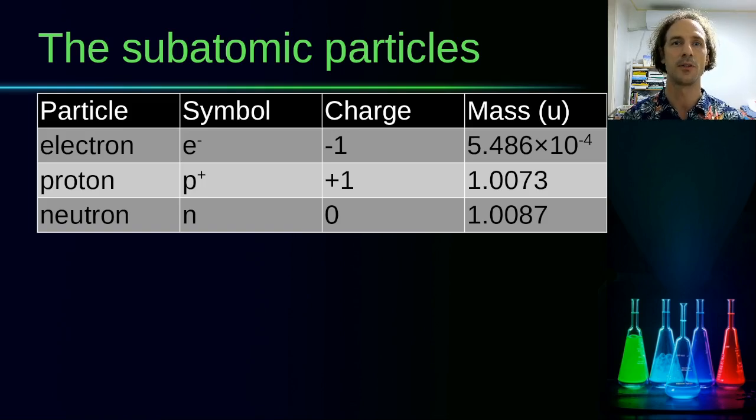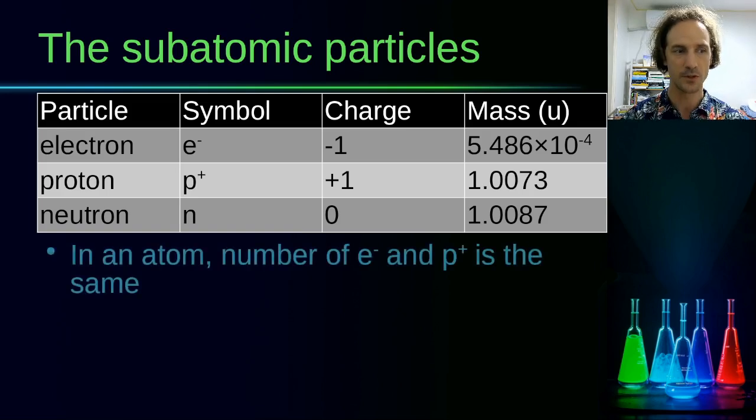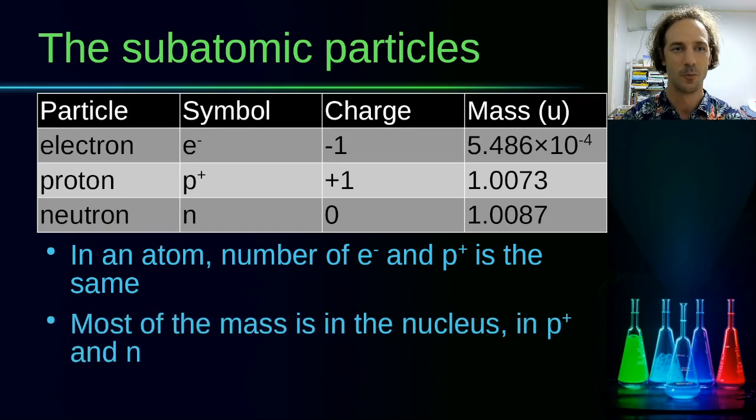The last particle that was discovered is the neutron, which is called neutron because it's neutral, it doesn't have a charge, and its symbol is an n. Its mass is almost the same as the proton. So the atom has to have the same number of electrons and protons to be neutral, and most of the mass in the atom is actually carried by the nucleus, and now we can see how this mass is shared by protons and neutrons.